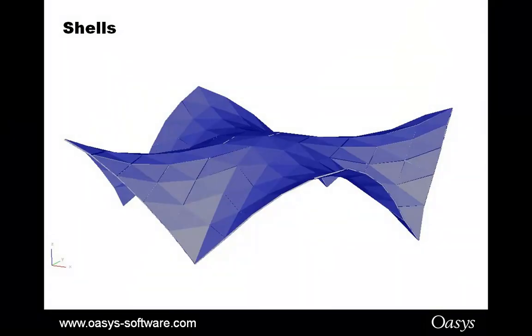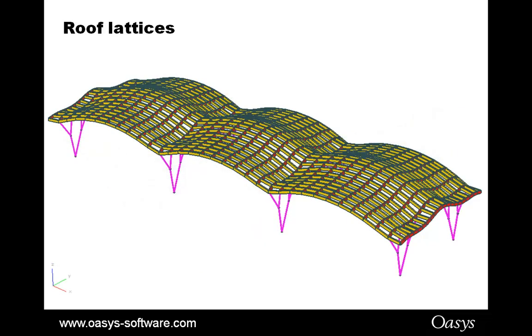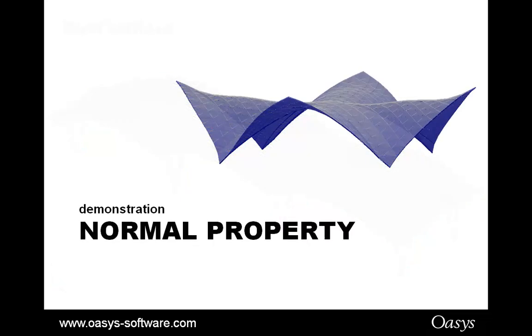Now this normal method is good for shell structures to create shapes which just wouldn't be feasible using the soap film type methods. Good for shells, also good for roof lattices and grillages and so on. So let us have a go at making this shell structure.